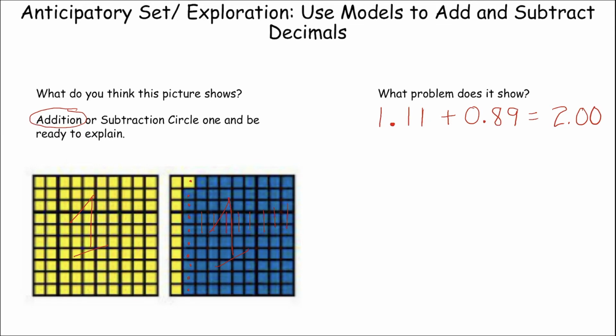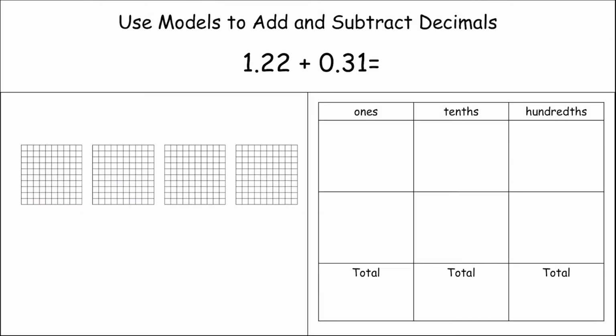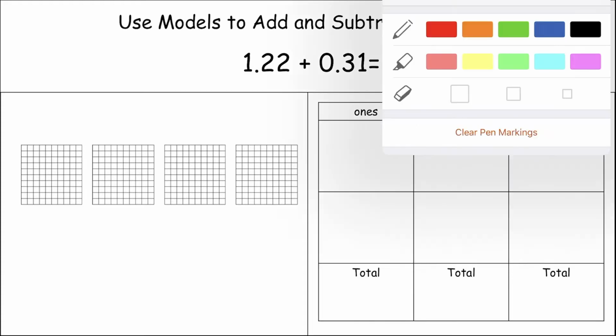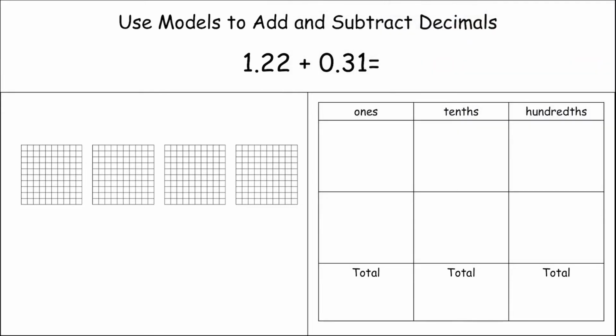Now let's get started. So we are going to be using models in order to add and subtract. So we're going to gradually move from the picture into the models using place value. And let's get started. So first we're adding. And we're going to do a picture that's just like the one we just saw. So I guess I'll stick with the same colors when I do it as well.